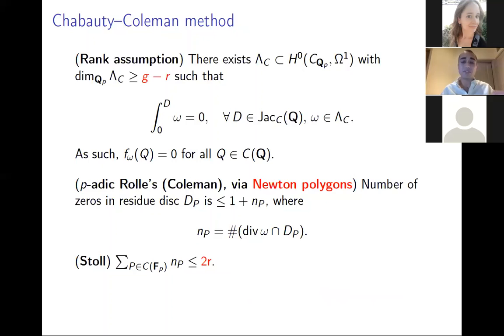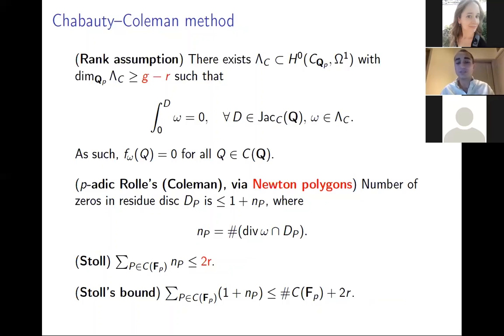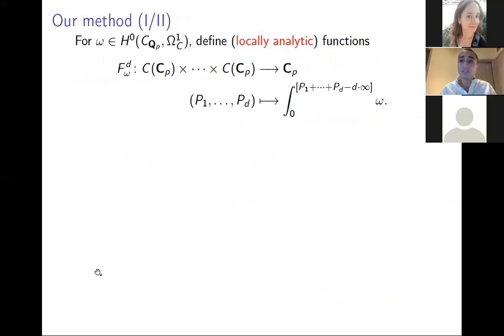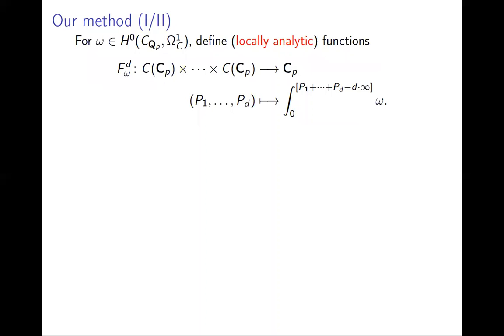So now we have that the sum of the n_p is less than or equal to 2r, and then we get Stoll's bound in the same way. So we have 1 plus n_p is less than or equal to the number of F_p points plus 2r. The method that Joseph and I use is basically the d-dimensional version of this.